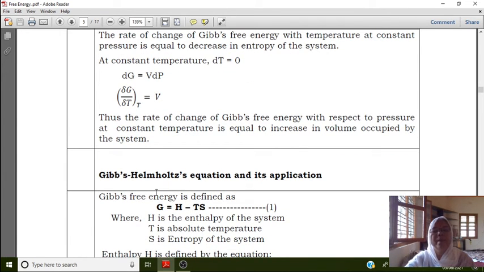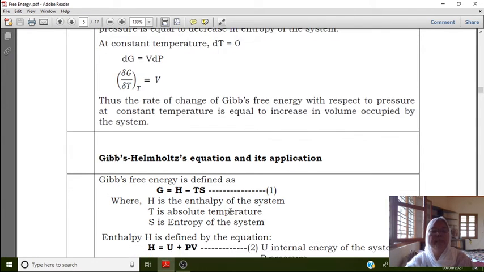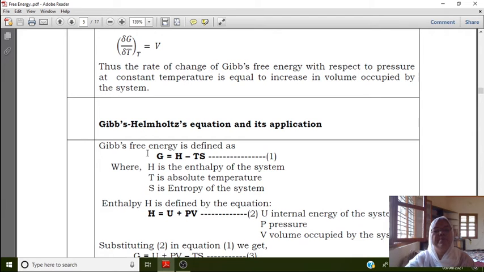Then the Gibbs-Helmholtz equation and its application. What is the application of the Gibbs-Helmholtz equation? We will see here. The Gibbs free energy is defined mathematically, or expressed, as G equal to H minus TS, where H is the enthalpy of the system, T is the absolute temperature, and S is the entropy of the system.